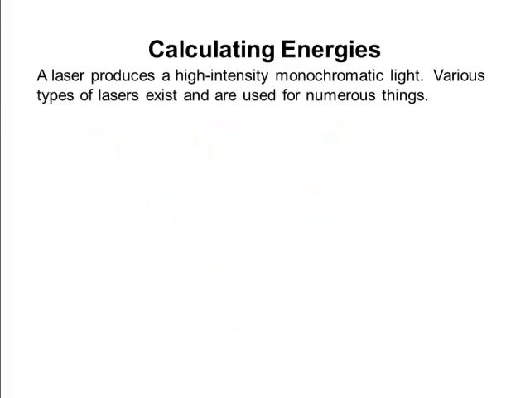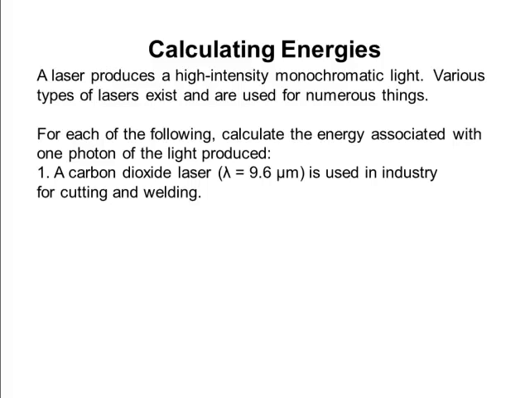Now, let's look at calculating some of these energies. Let's say we have a laser. A laser is just an instrument that produces a high-intensity monochromatic light. It's a very specific wavelength of light. We have different types of lasers, and they're used for a lot of different things. So we're going to calculate the energy associated with one photon of the light produced from various lasers. We have a carbon dioxide laser, which has a wavelength of 9.6 micrometers. That's going to be used in industry for cutting and welding. Well, what's the energy of one photon of that light?